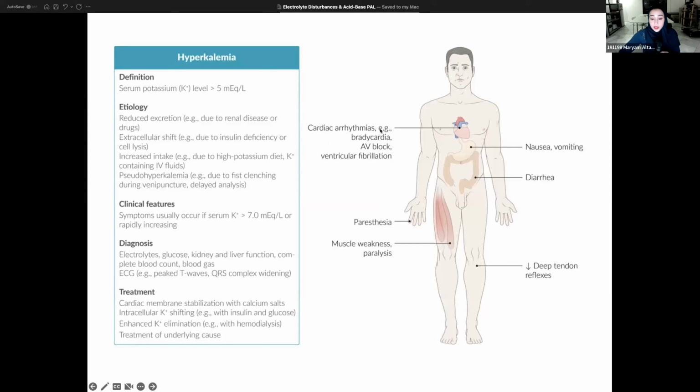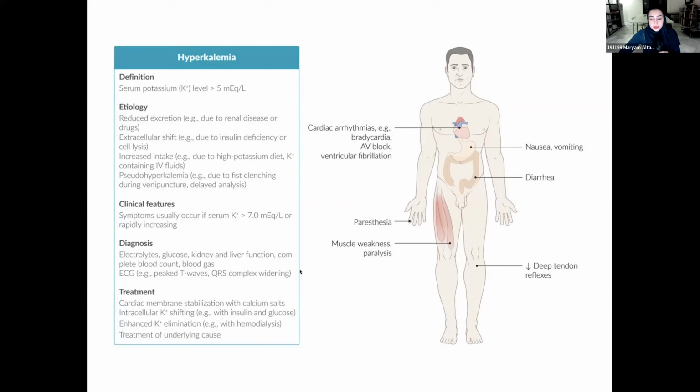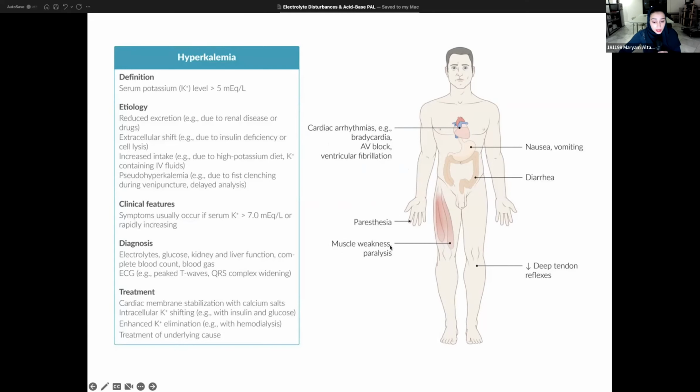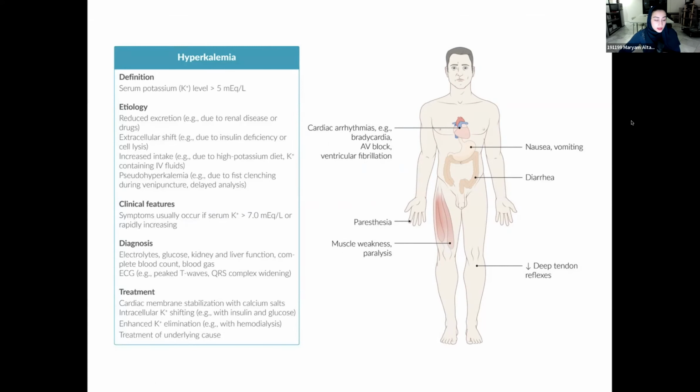And so you can have cardiac arrhythmias, like I mentioned. It can be bradycardia, atrioventricular block, and ventricular fibrillation, which you guys learned about in CVP. You can also get nausea and vomiting, as well as diarrhea. You can get paresthesia because remember, it's very important for the conduction of nerves. So when potassium is very high, that balance is thrown off. You can also get muscle weakness and paralysis, and decreased deep tendon reflexes. So think of everything as kind of being more flaccid.